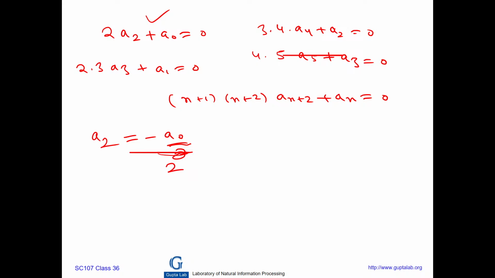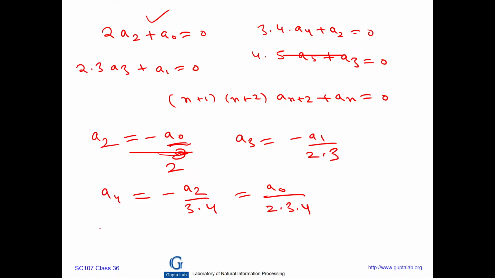I can express A2 like this, A3 is minus A1 by 2 into 3, A4 is minus A2 divided by 3 into 4, which is equal to A0 divided by 2 into 3 into 4, A5 is equal to minus A3 divided by 4 into 5, which is equal to A1 divided by 2 into 3 into 4 into 5, and so on, right? So now there are two constants, and every coefficient is expressed in terms of A0 or A1. You can continue like this.